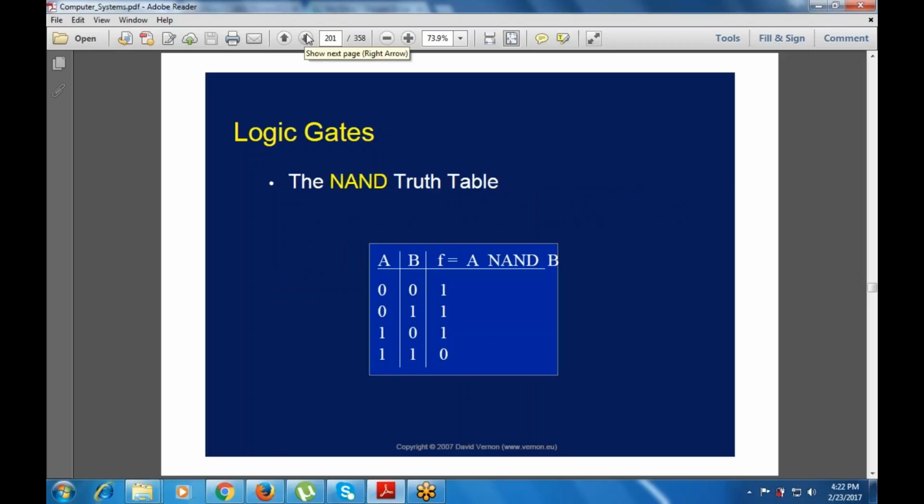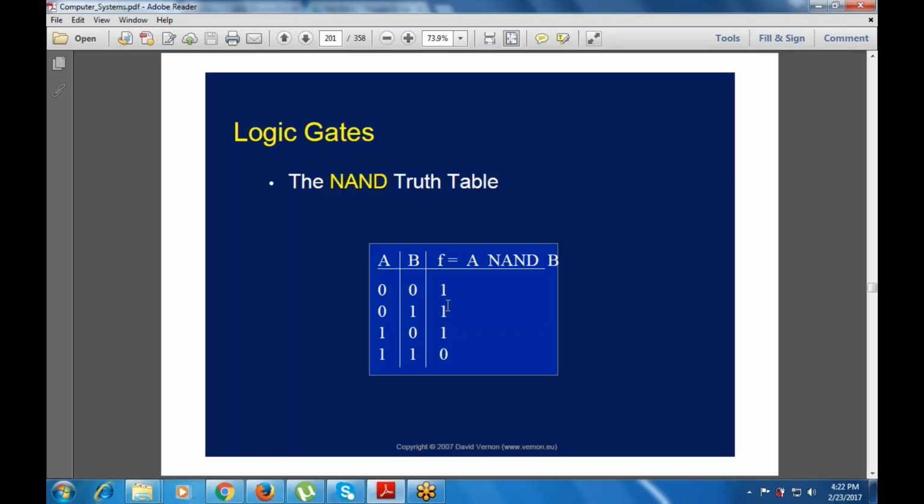Then this is the NAND truth table. This is A NAND B. That means NOT of AND. We have to first carry out the AND, then invert it. Why invert? Because first of all we have to multiply both of them. For example, 0 0 becomes 0. Now the reverse, that means NAND. Reverse of 0 is 1. Then 0 1 is 0, reverse is 1. 1 0 is 0, reverse is 1. But when I say 1 1, that becomes 0.